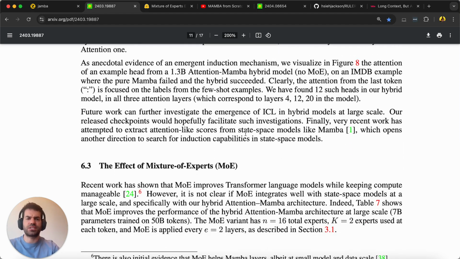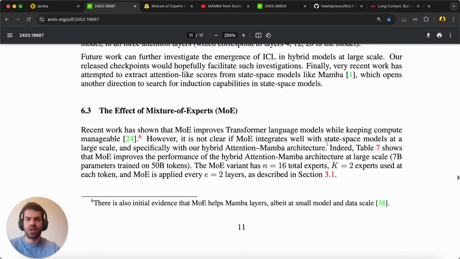And here they're suggesting to look at in-context learning in hybrid models at even larger scales and see what happens there. How does it work? What exactly happens there? How does it look? That can be something nice for academia.